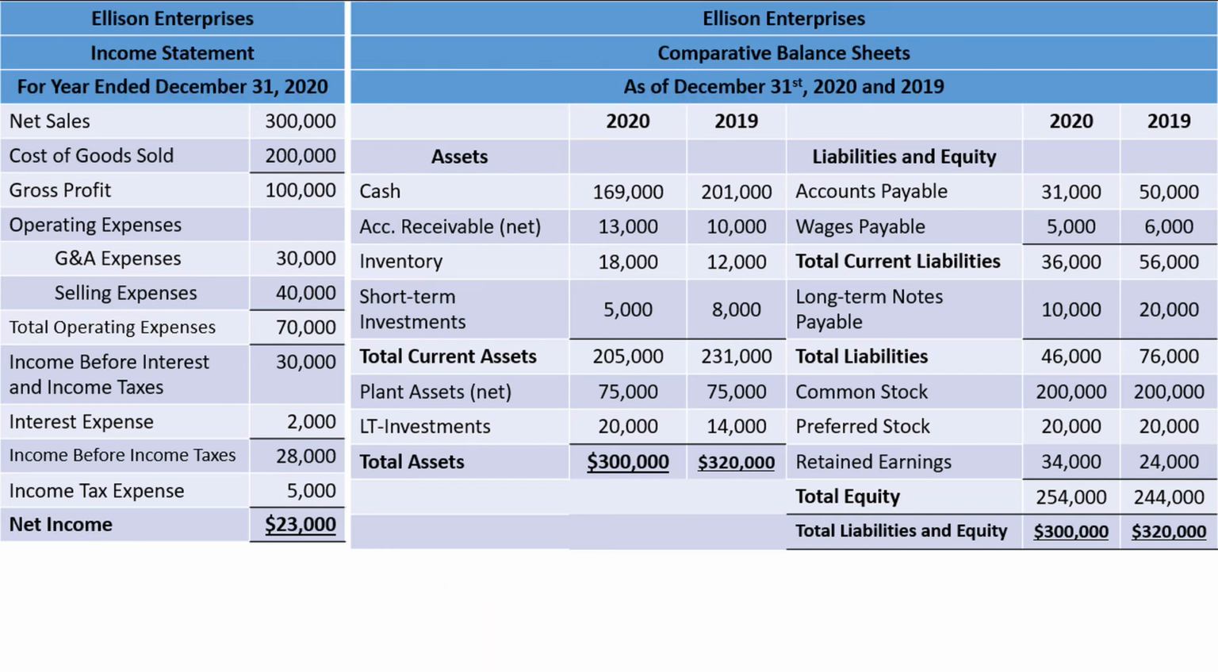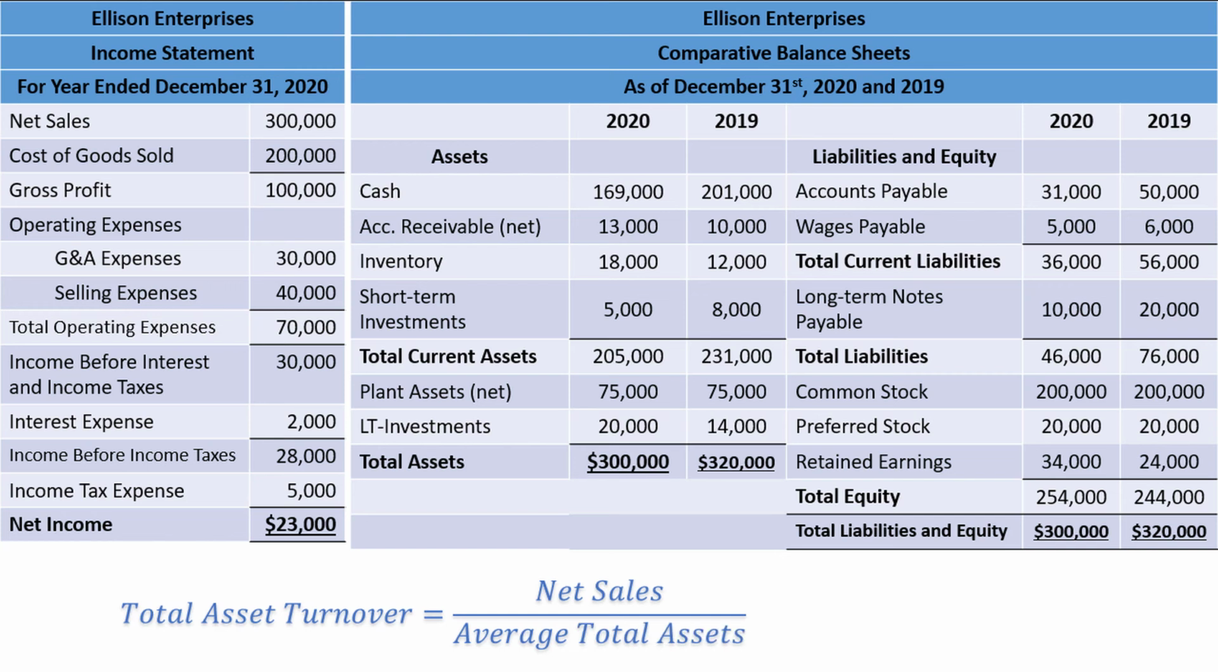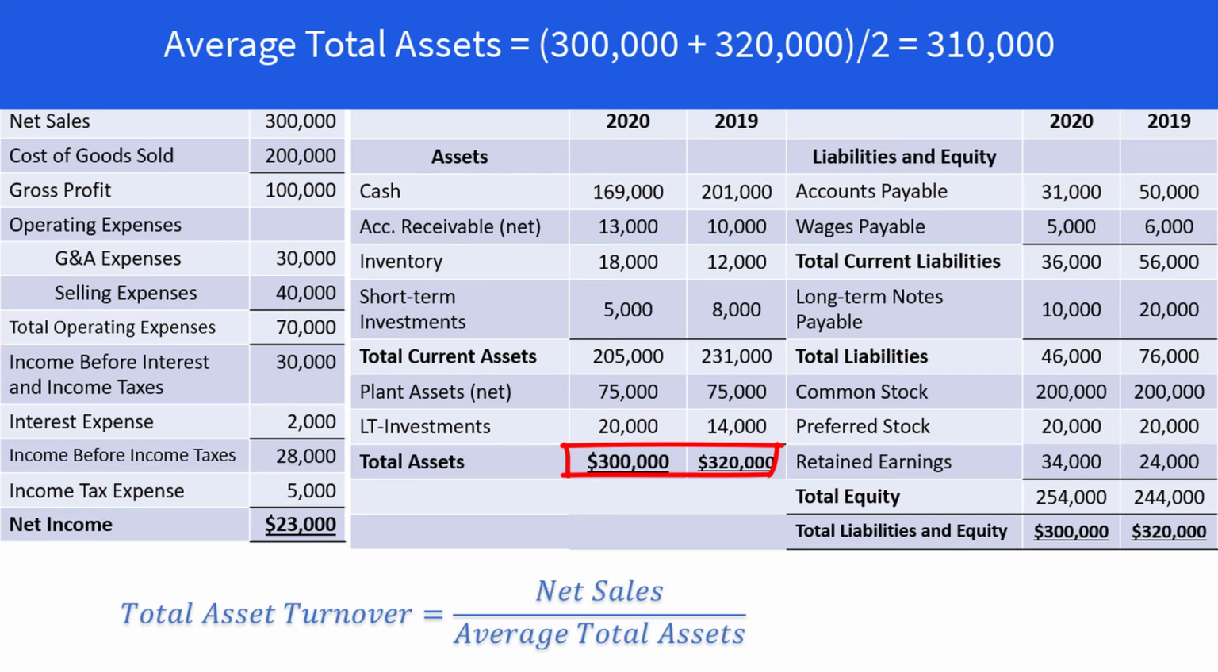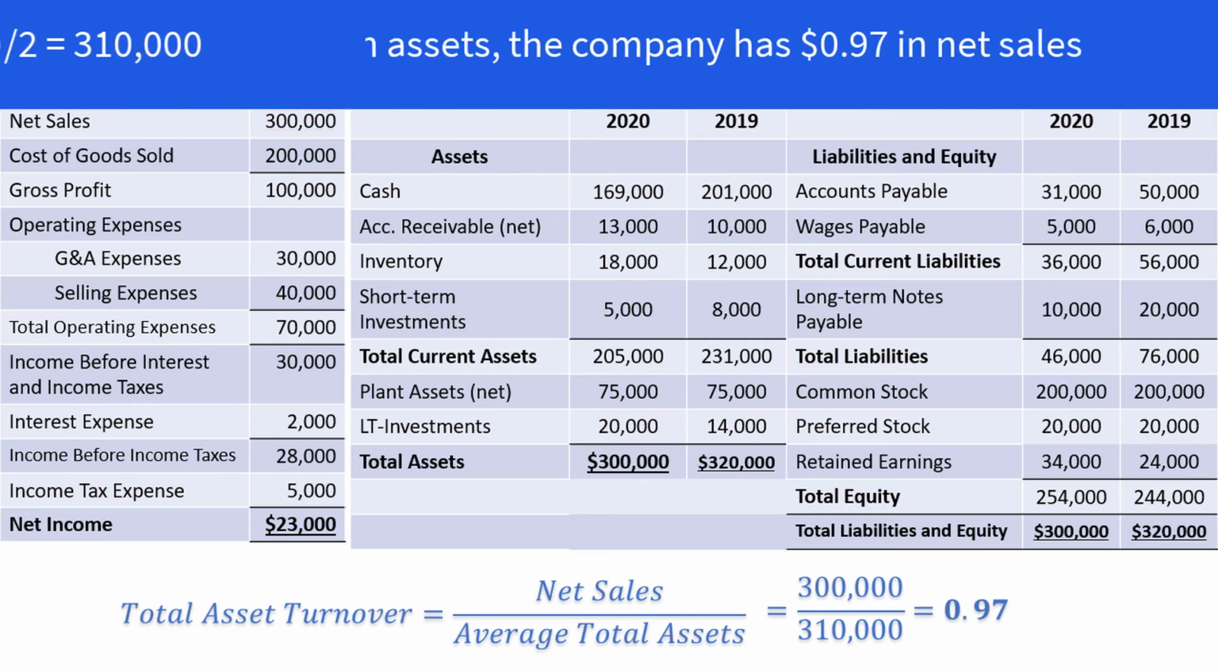The seventh and final ratio in the liquidity and efficiency category is the total asset turnover, calculated by taking the net sales and dividing by the average total assets. Average total assets in our example are 300,000 plus 320,000 divided by 2, which equals 310,000. The total asset turnover is 300,000 divided by 310,000, which is equal to 0.97. This means that for every $1 in assets, the company has 97 cents of net sales.